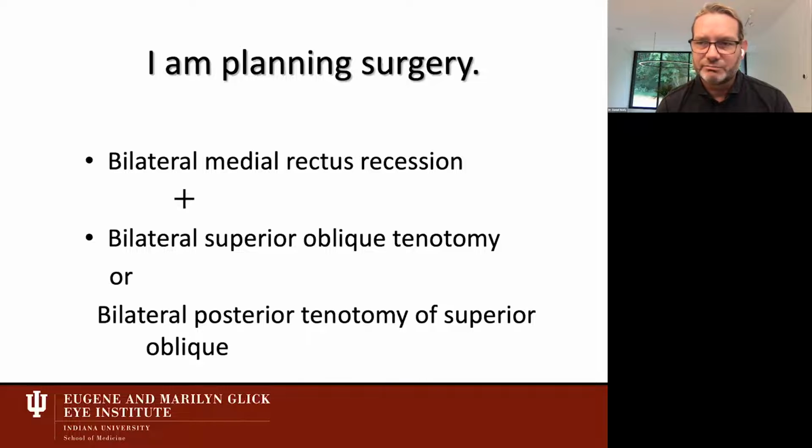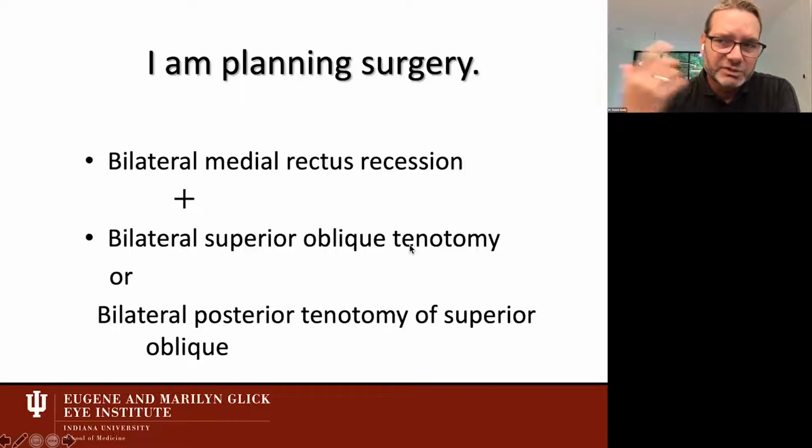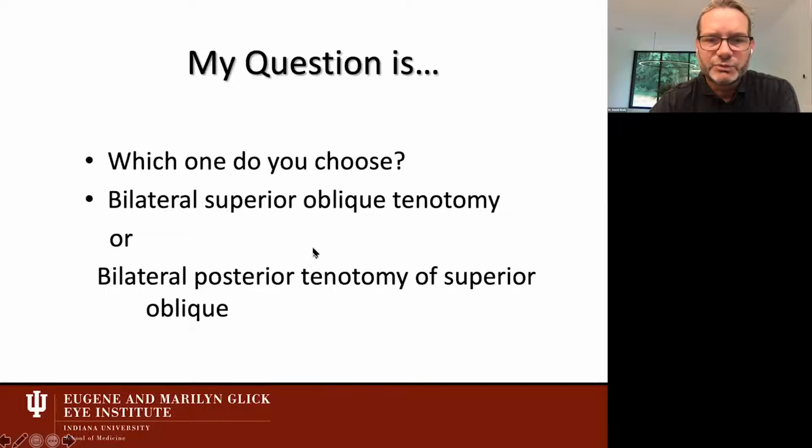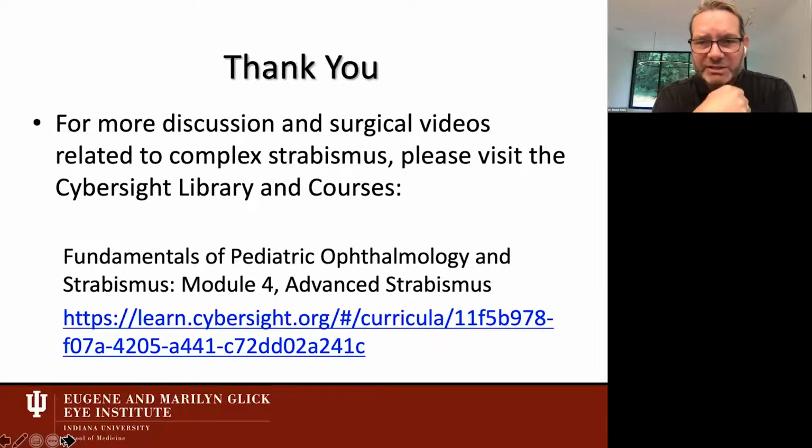But since they probably are not really at risk for that, and they've already got too much incyclotorsion, that's probably steering me towards doing superior oblique tenotomies right along the superior rectus border. Personally, that's what I would probably do. All right, so that's what I would choose. And that brings us to the end.